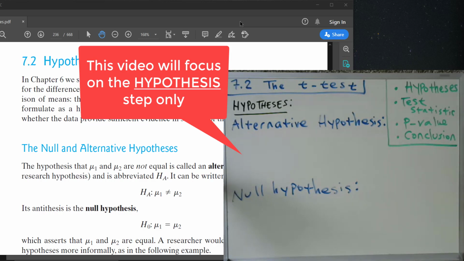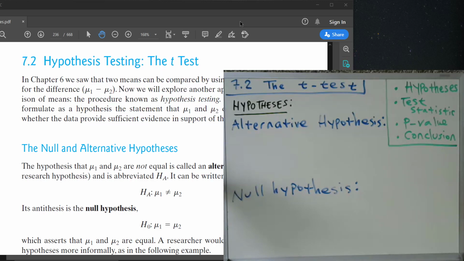Okay, so in the previous video we talked about how this is a formalized procedure to compare two population means. In this comparison, we establish a hypothesis. There are actually two hypotheses here. One of them is called the alternative hypothesis, and the other is called the null hypothesis.